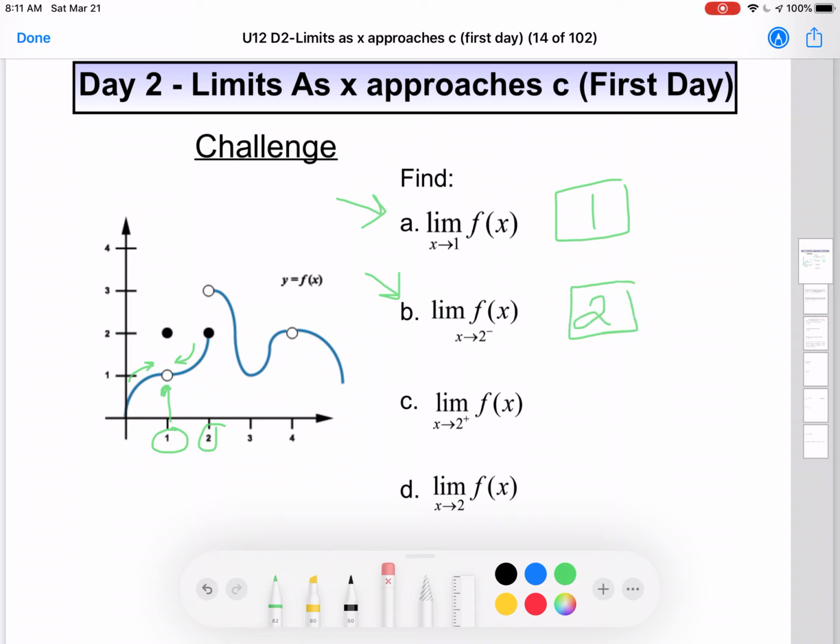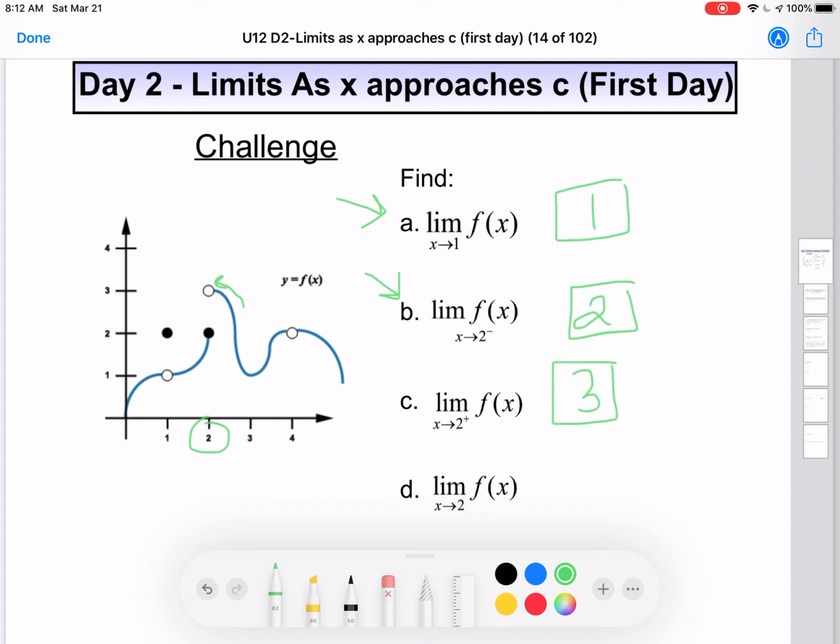Let me erase some of this. Okay, the limit as x approaches 2 from the right. So here's x is 2 again. Here's 2. Right, now I'm going to come from the right. So as I come from the right, I can see that the y value is 3.